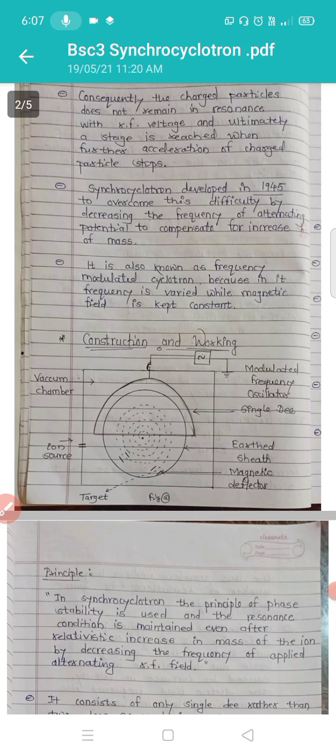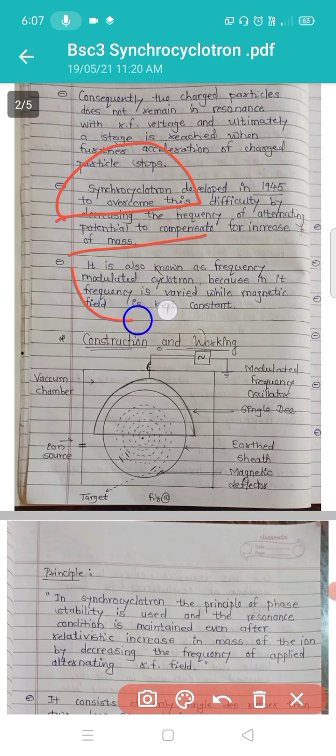Then what is the construction of the synchrocyclotron? See, it consists of only a single D. In the cyclotron, two Ds are used which are connected with the RF field, and the ion source is placed in the gap between the two Ds, and two electromagnets are placed above and below the Ds. This is the construction of the cyclotron.